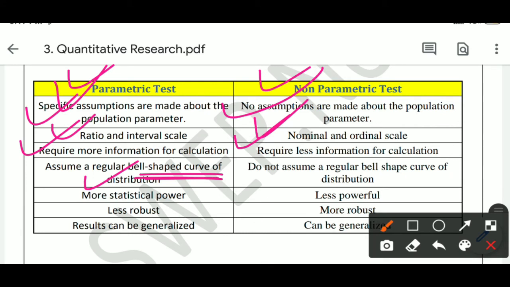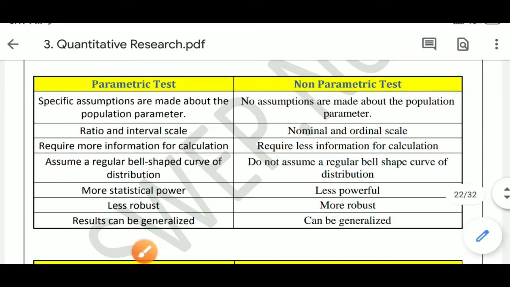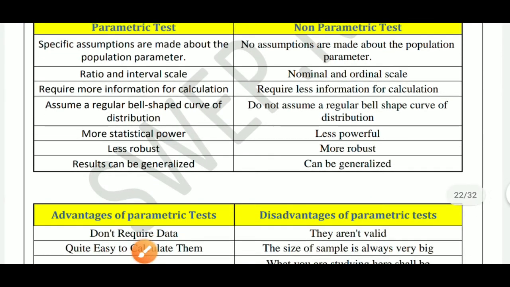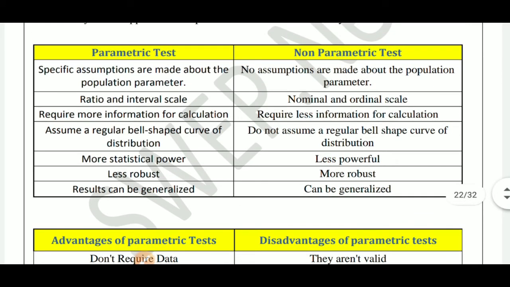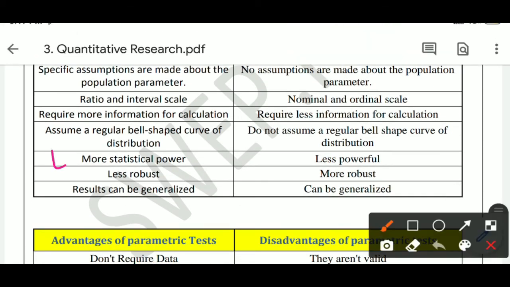In the non-parametric test, there is no requirement or assumption of the regular bell-shaped curve for the distribution of data, and there is less statistical power, because the conclusion from the parametric test will be very valid. So it has more statistical power. Non-parametric tests have less power and are more robust, because here you need less information to find out the conclusion. But here you need more information, more data, more samples. So that is less robust, and the result can be generalized.